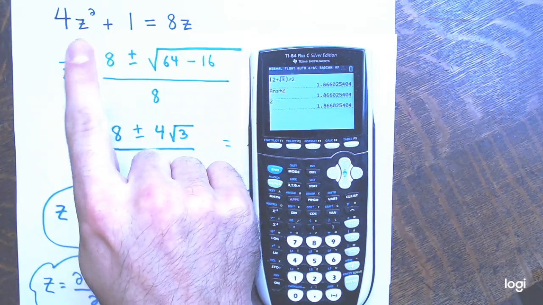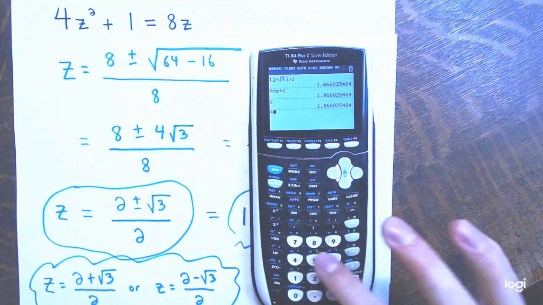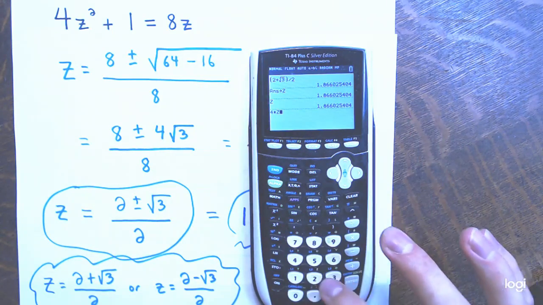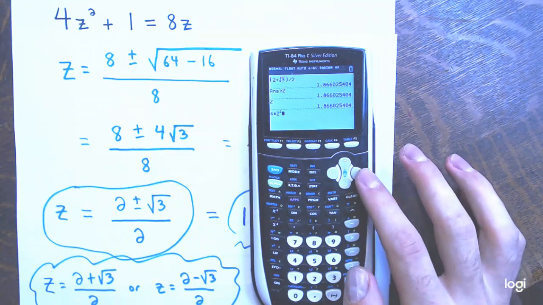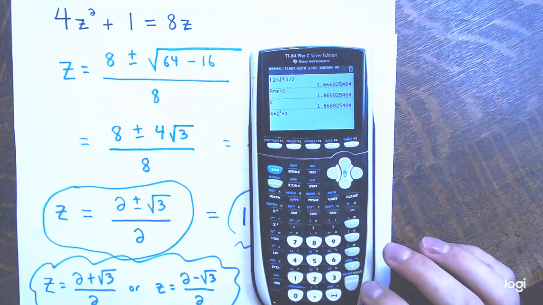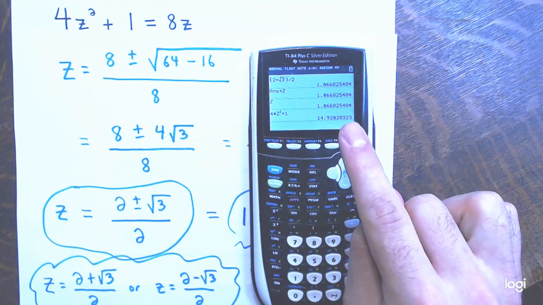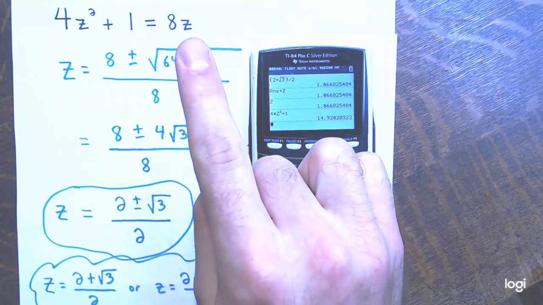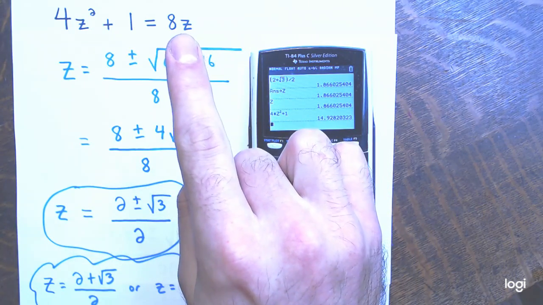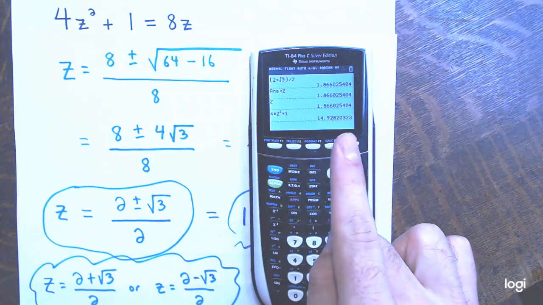So I'm going to plug it into the left expression. So 4 times alpha z squared, and then plus 1. Okay, and I get this number, 14.928203323. Now hopefully when I plug it into the other side, the expression on the other side of the equal sign, I get the same number back.